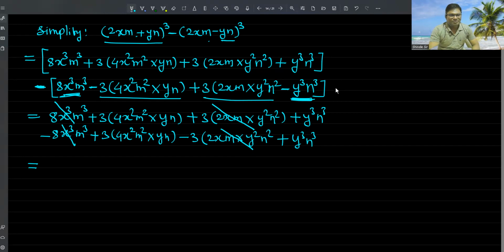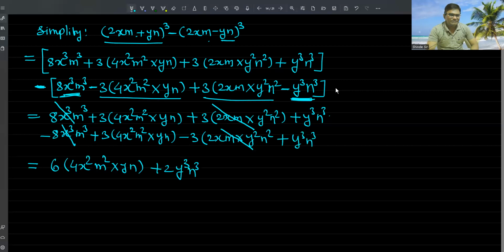Now we have same numbers with positive signs, and they are 3 times 4x square m square times yn, and plus 3 in bracket 4x square m square times yn will give us 3 plus 3, 6, and that will be positive 6, and the same bracket once 4x square m square times yn, and the addition of these two terms will be plus 2 times y cube, or you can also write this like 2y cube n cube.